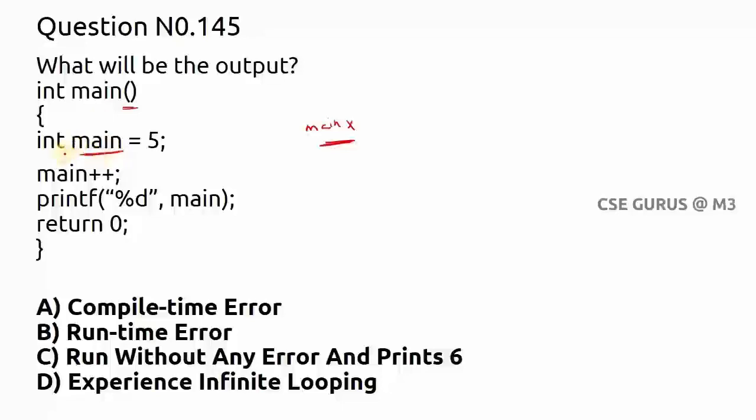Simply you will write int a, int b, something like that. Here I have written int main. So main is a variable I can use because main is not a keyword. So main equals 5, main plus plus, now the value of main will become 6. So printf percent d main, what value will be printed? 6. It will print successfully. It is not at all an error. So option C is correct: it runs without any error and prints 6.